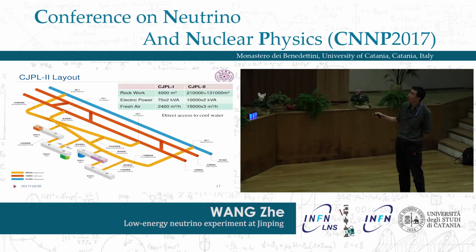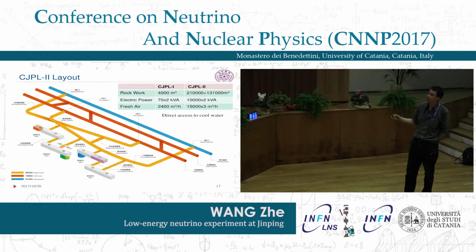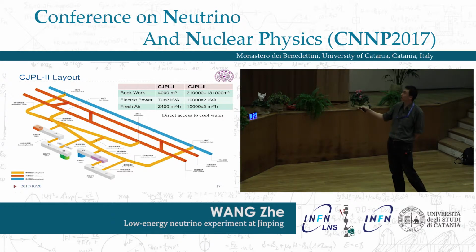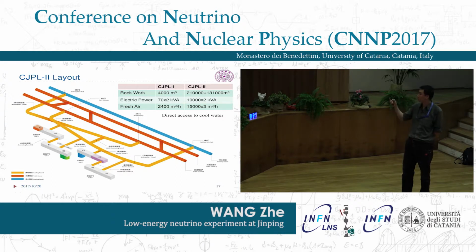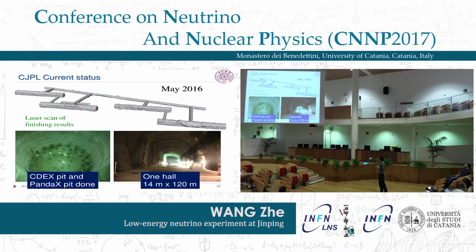That's phase 1. Then this is the phase 2 layout. This is the volume of rock work. For phase 2, the laboratory space is expanded to 100,000, or 0.1 million, cubic meters. You also have the power and the fresh air plant. Another nice feature is, since this is a hydropower plant, there are several underground tunnels running water to generate power. So it has direct access to cool water, all year round, at about 15 degrees. So it's very easy to access.